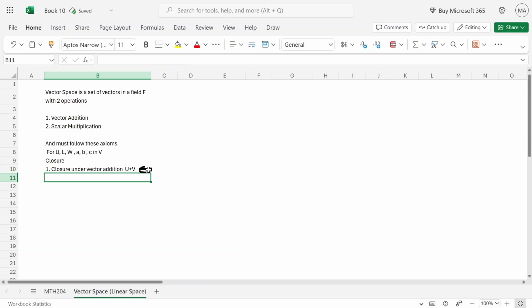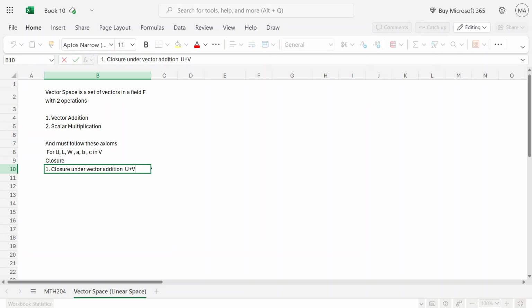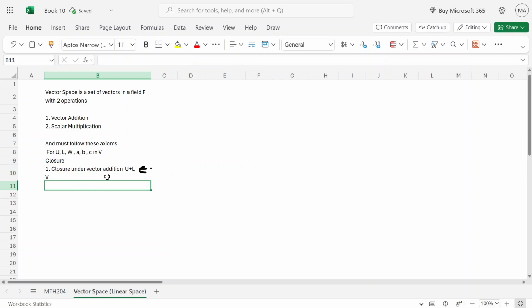So you see, u plus l must be in what? Must be in V. Let's see how this looks. You see now, closure under vector addition. So u plus l must give us a result that is in V, that is in our vector space. So just remember, I'm using this capital letter E for something like this. So you should know what you are doing.